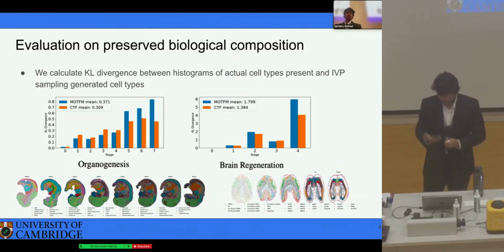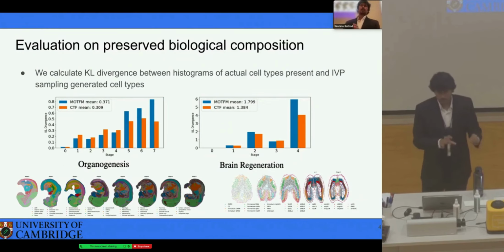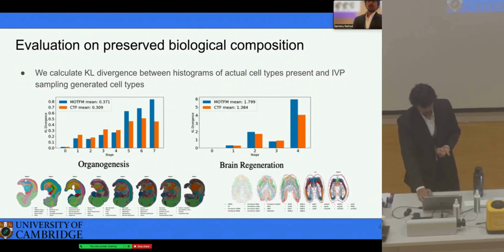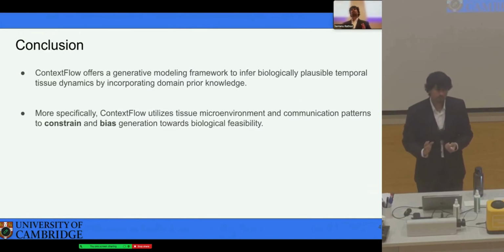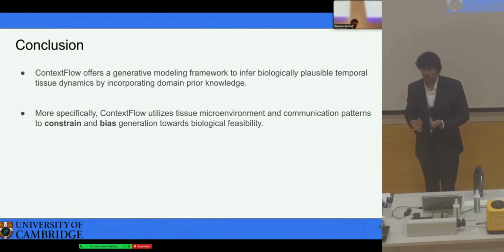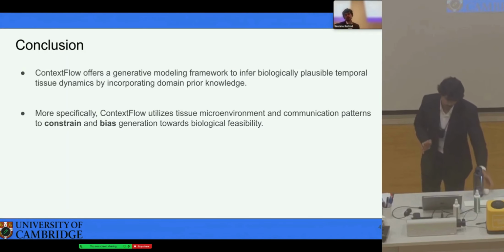For doing that, we calculate the histogram of cell types for the ground truth and generated case, and we check the KL divergence between the two. And in the case of context flow, we perform better than the baseline. And that in a sense also concludes our evaluation part.